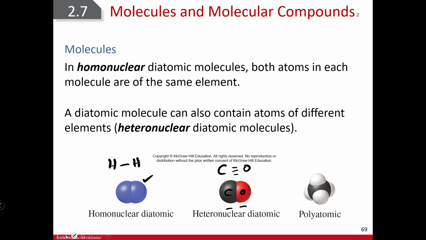Once we get beyond two atoms bonded together, it's called polyatomic. So this is methane. This is a carbon in the middle attached to 4 white hydrogens. And so this is methane. It's a polyatomic molecule. Again, all of these substances are covalently bonded, no positive or negative charges.